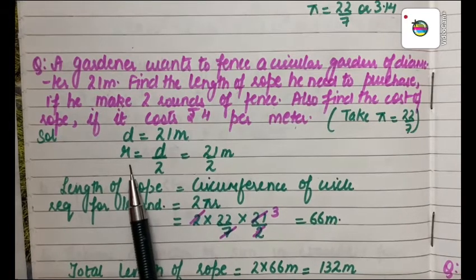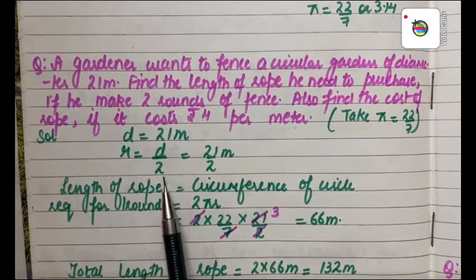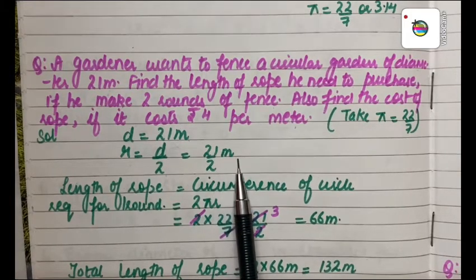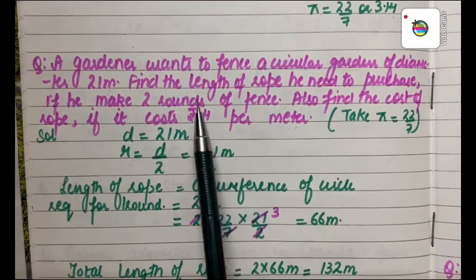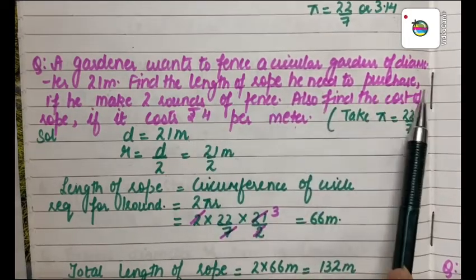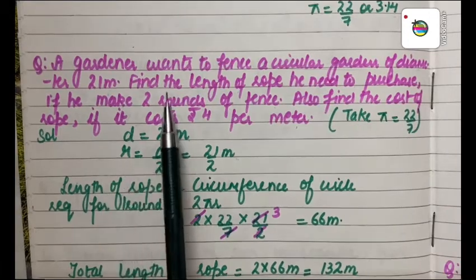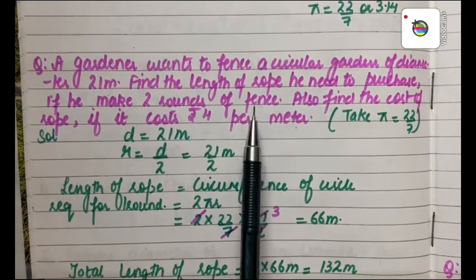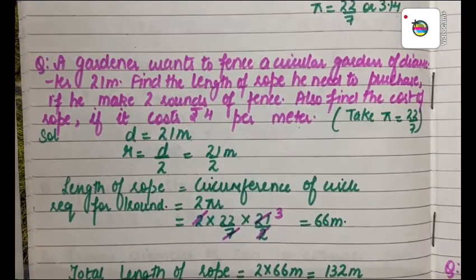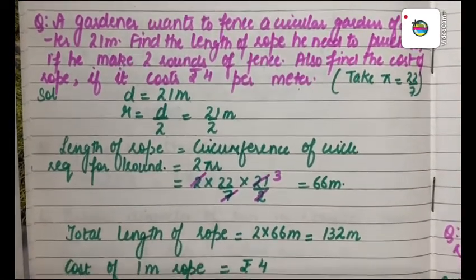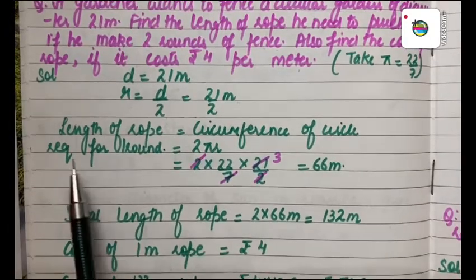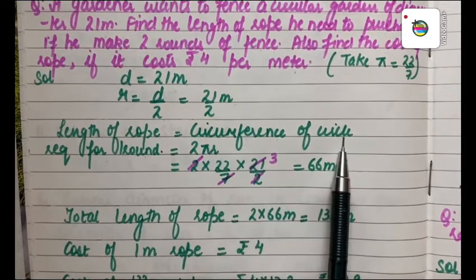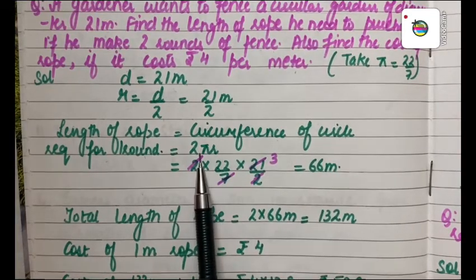So how can we find its radius? Radius is equal to diameter divided by 2. So we get here 21 upon 2 meters. Now what is given here? Find the length of rope he needs to purchase. That means how many rounds does he have to make with the rope? That is 2 rounds. So first of all, we are going to find the length of rope required for 1 round. It means we have to find the circumference of the circle, which is equal to 2 pi r.